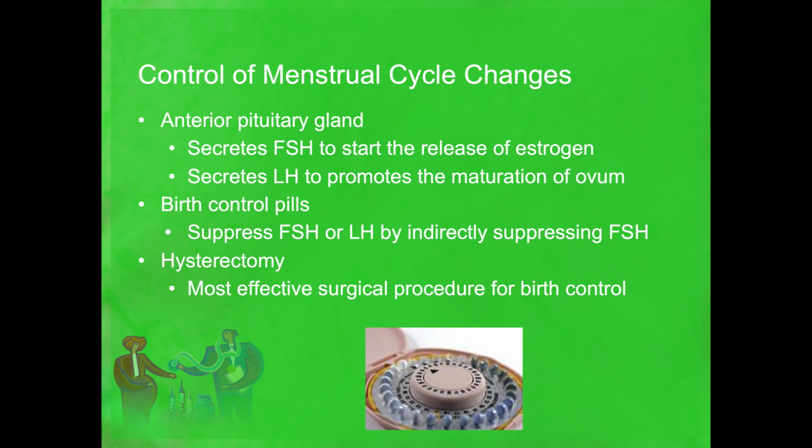And then let's talk a little bit about birth control pills. Now we know FSH is responsible for the development of the primary ovarian follicles, and it helps the ovaries release estrogen. We know that LH is responsible for the maturation of the ovum and for initiating ovulation. Birth control pills are going to suppress those hormones. So depending on the different types of hormone pills that you're on, many of them can suppress follicle stimulating hormone, they can suppress luteinizing hormone, they can suppress both.